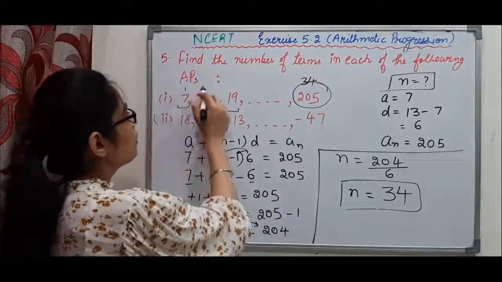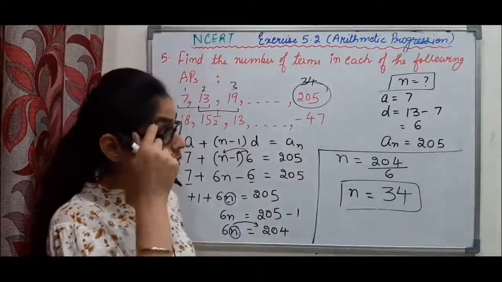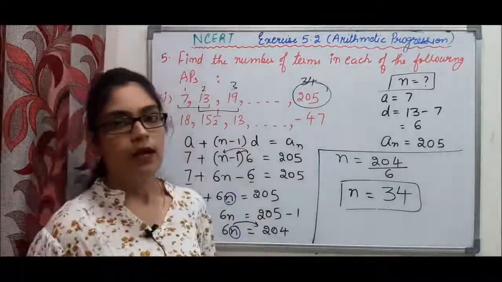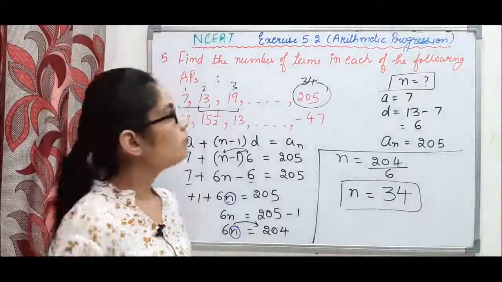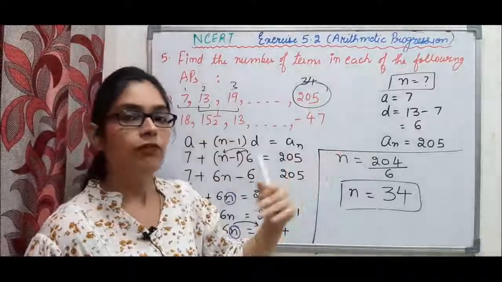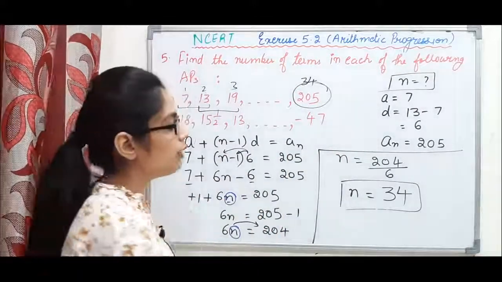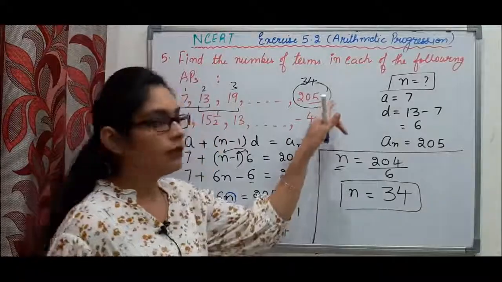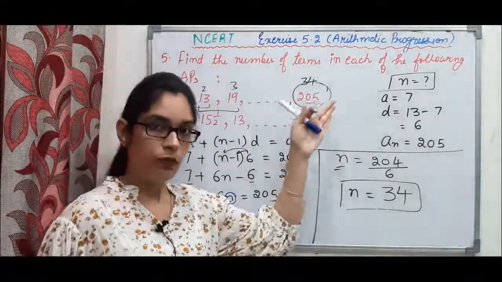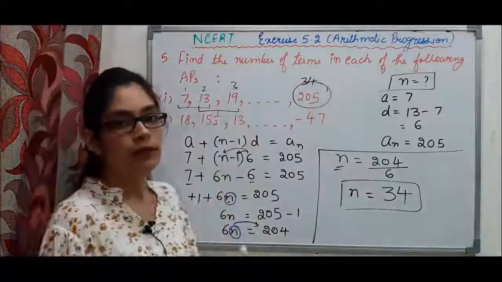Like this is the first term, second term, third term. So that is the 34th. And in this question, they are asking which term it is. But if they ask how many terms are there, in that case also you have to find n only, because this is the 34th term and it is showing us that it is the last term. So that means the number of terms is also 34.